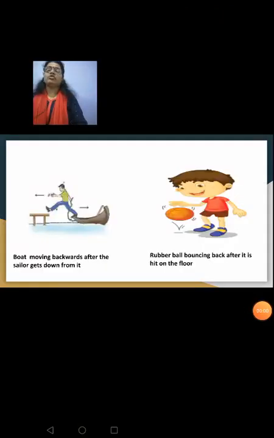So, starting with Newton's third law of motion, I want you all to observe the given figures here. The first figure shows a man getting down from a moving boat. He is moving in the forward direction and the boat moves in the backward direction. Now, the second figure shows a boy playing with a rubber ball. You must have experienced this in your day-to-day life also. When you throw a rubber ball on the ground, the ball will bounce back. This is all working on the principle of Newton's third law of motion.